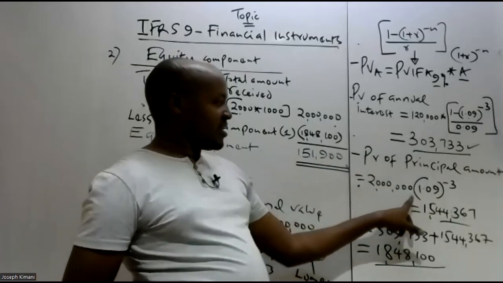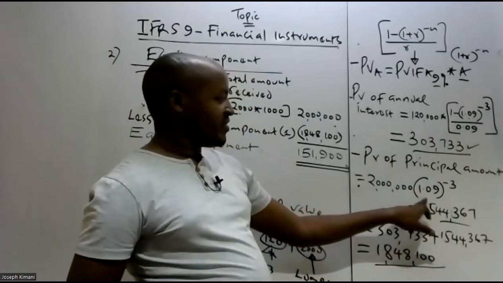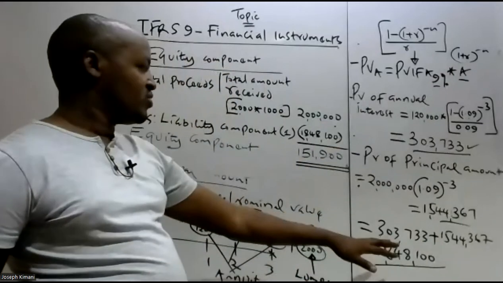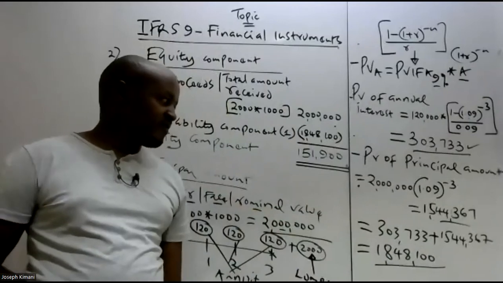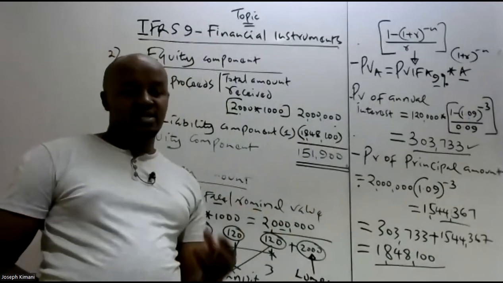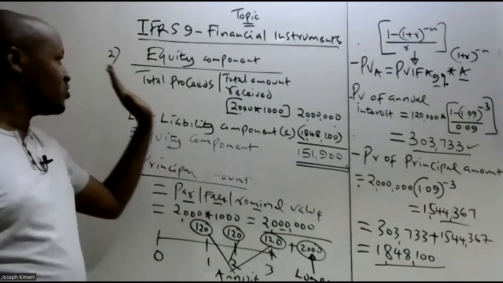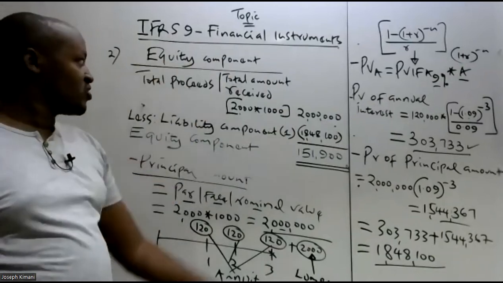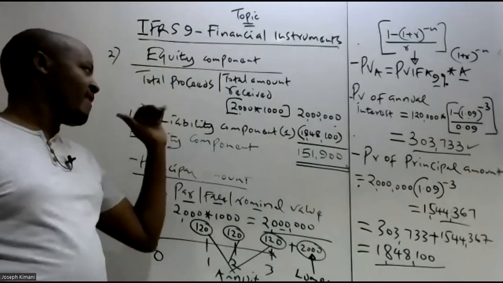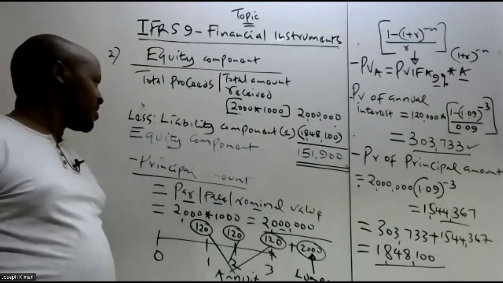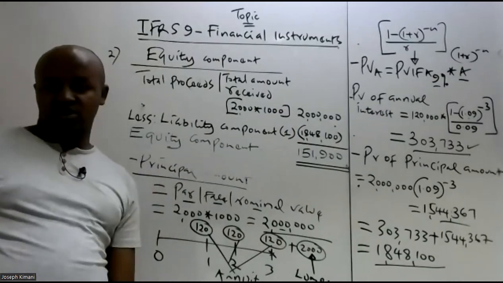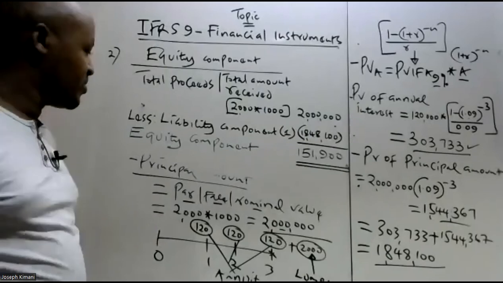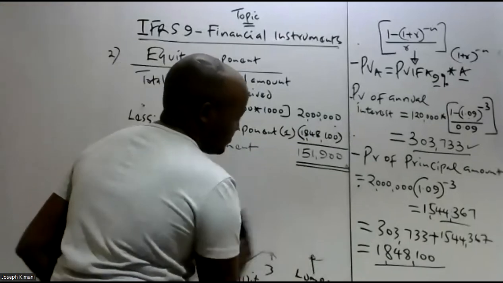So this is how you compute the present value interest factor using the formula 1 plus R raised to the power negative n. Then you add the two: the present value of annual interest plus the present value of the principal amount, and you get the liability component. Then you proceed to step 2, you compute the equity component by taking the total proceeds, or the total cash received, minus the liability component. The difference is the equity component. So that's essentially how we do the split, which was required in that particular question.